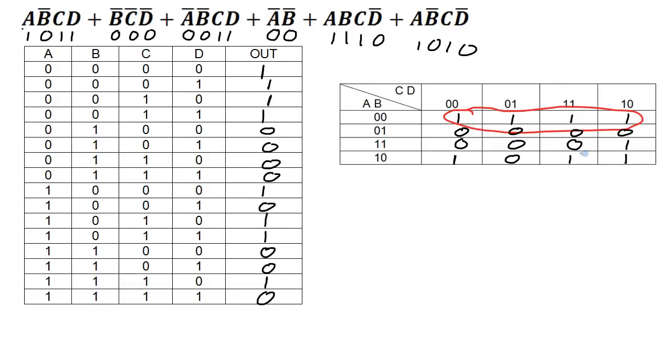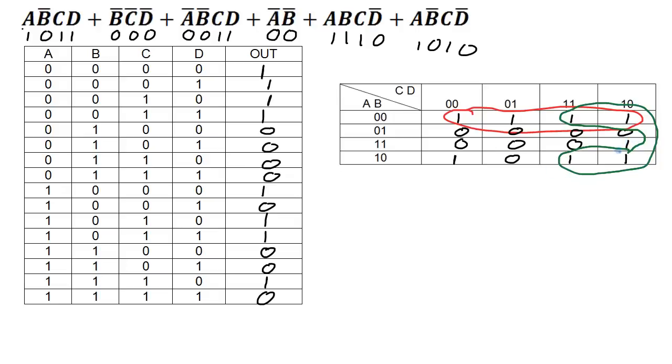Another group I can make is going to involve these two cells. Now I could group those two cells, but this row here is actually adjacent to this row up here. So instead of having a group of 2, I can make a group of 4 using these two cells combined with those top two cells. That will help ensure that the expression that I end up with is in its simplest form.